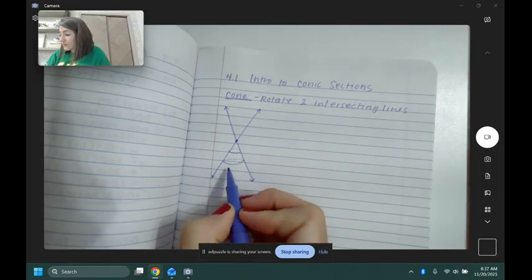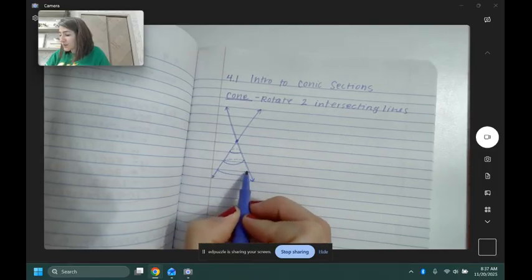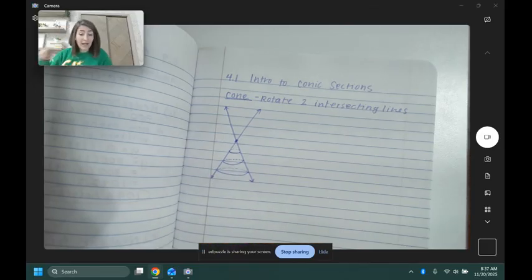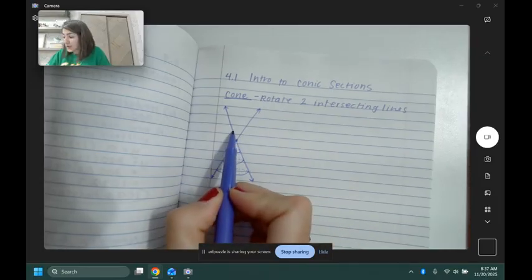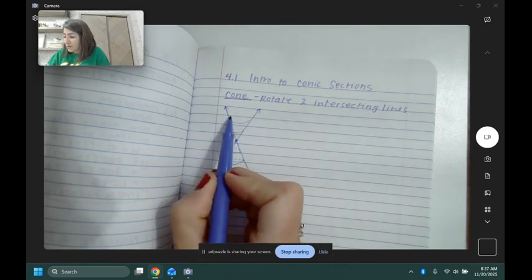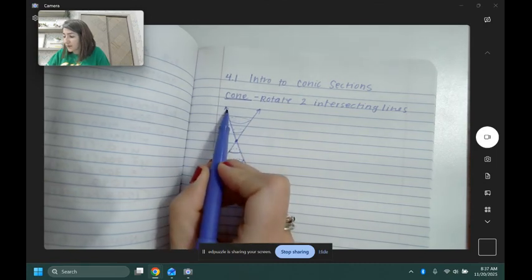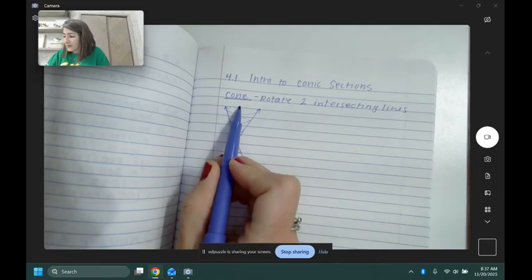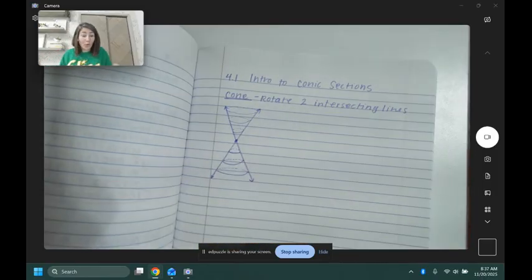But what's cool about this cone is it's not like an ice cream cone where there's an end or a bottom. This would continue forever in both directions. So it's also up here. It's going to be rotating around, rotating around, rotating around. So this is the idea of the cone.